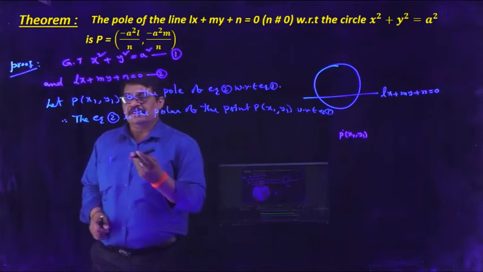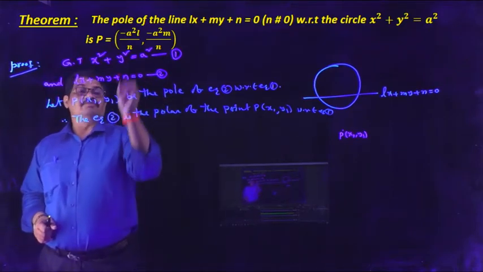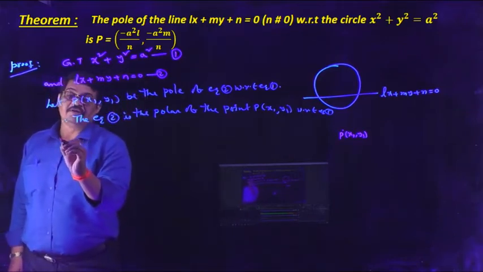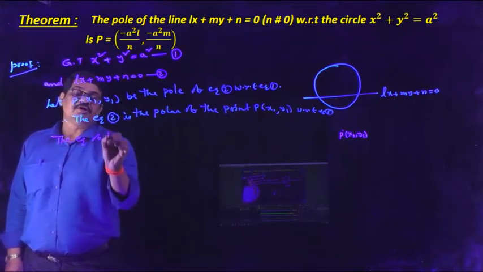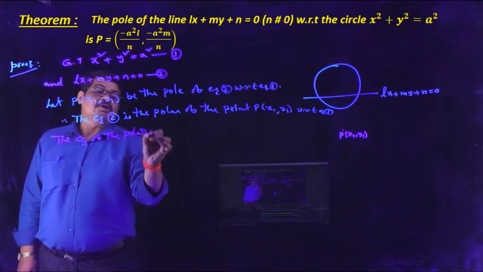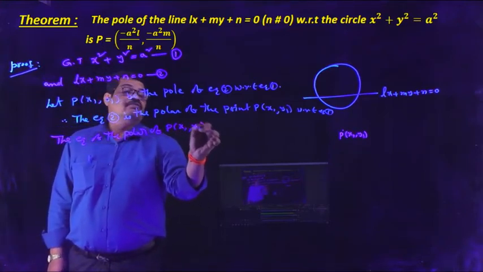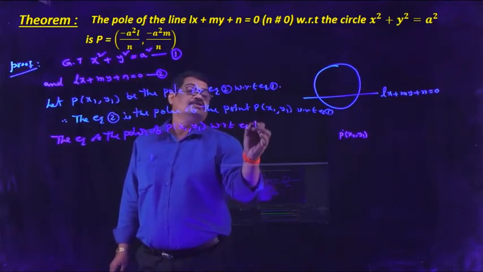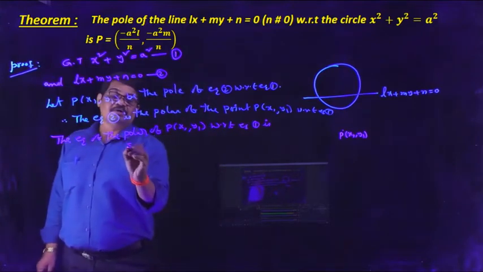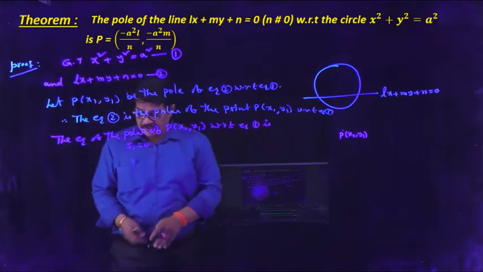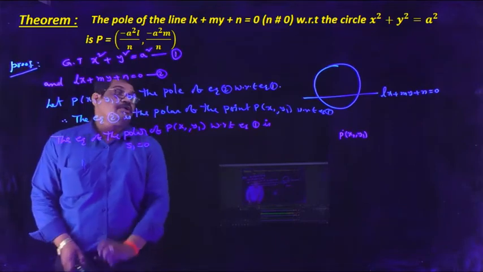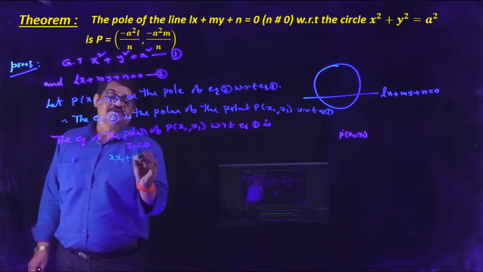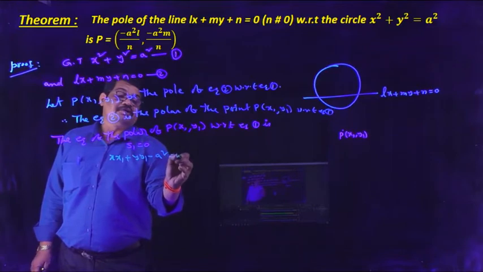Now we are writing the polar of P of x1, y1 with respect to the circle by using the formula S1 is equal to 0. Now we are writing the equation of the polar of P of x1, y1 with respect to the circle equation 1. What is the polar equation? S1 is equal to 0. What is S1? S1 is xx1 plus yy1 minus a square is equal to 0.